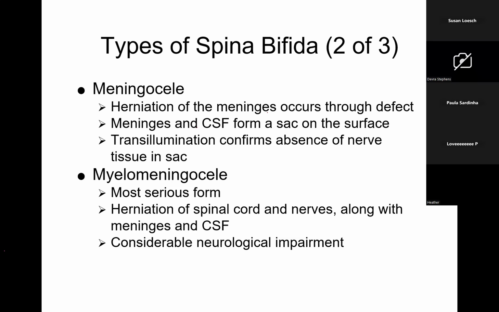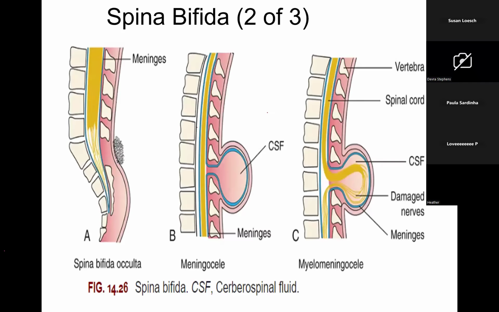damage. And then myelomeningocele, which is the most serious form, we have herniation of the spinal cord and the nerves, along with the meninges and cerebrospinal fluid, causing considerable neurological damage. The location and extent of herniation determine how much function is lost, and we also see this in conjunction with hydrocephalus. So again, you'll see spina bifida occulta is the first picture here with the tuft of hair. And then on the other two, you see the sac develops there on the outer portion of the back.